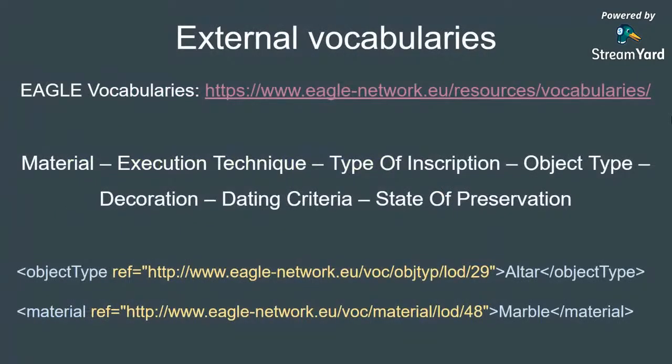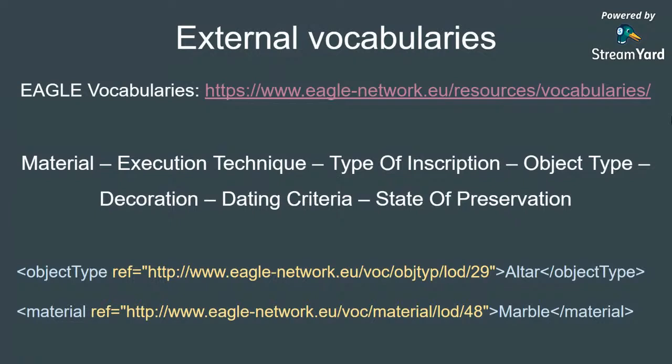We also have external vocabularies we can refer to. For example, the EAGLE vocabularies that you can access with the link that you can see on the slide. And the EAGLE vocabularies, for example, have a controlled list of expressions pertaining to the categories that you can see here on the screen, such as material, execution technique, type of inscription, object type, decoration, dating criteria, and state of preservation.